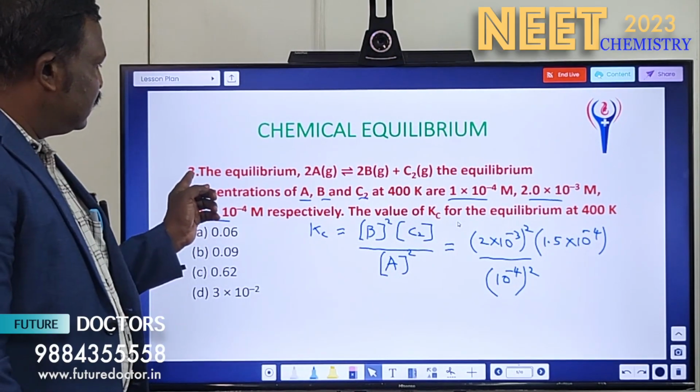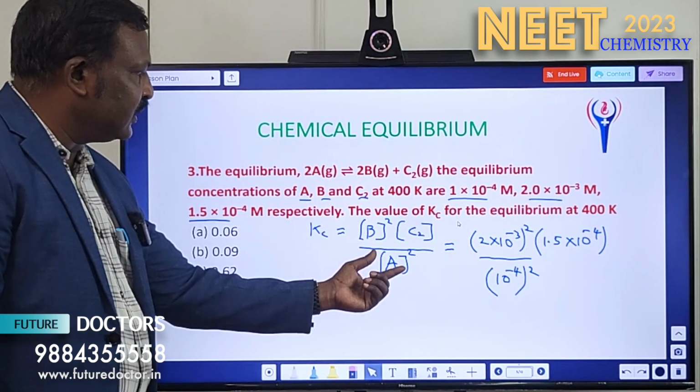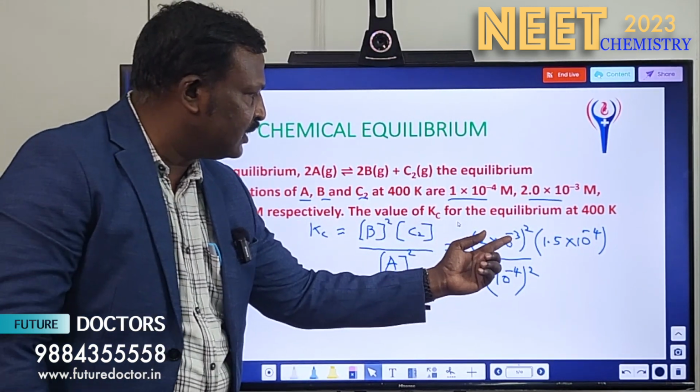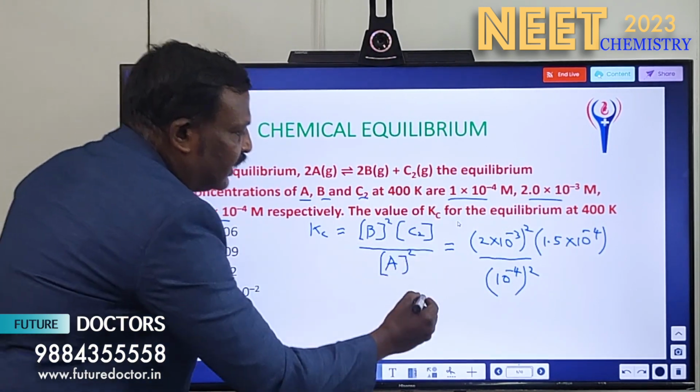Okay, students, see the third question. Any equilibrium reaction is given means we can write Kc. This is a way to write Kc. I just substitute the value here. Then I'm going to simplify. Understood? You just substitute the value.